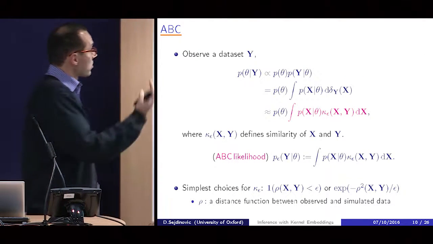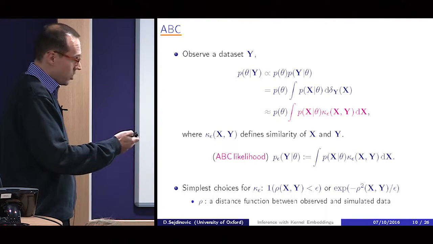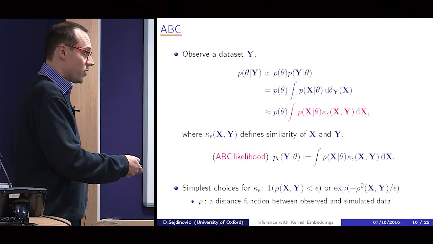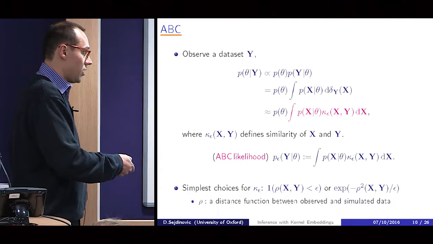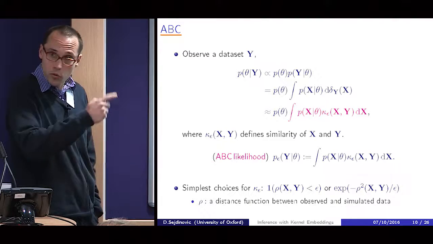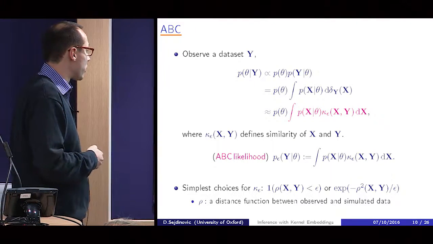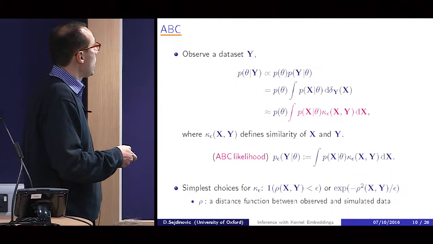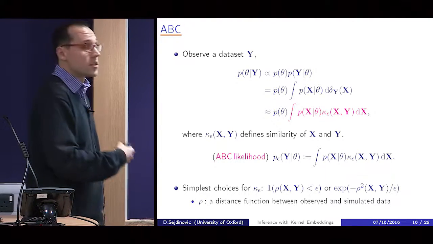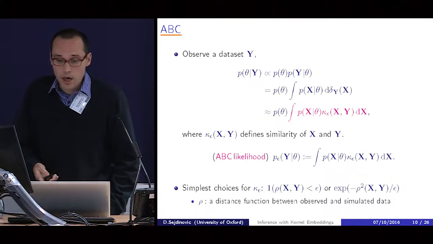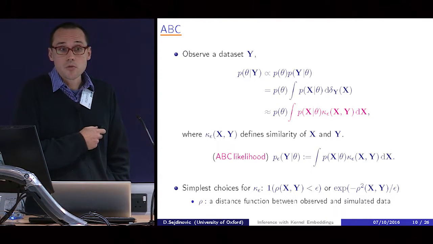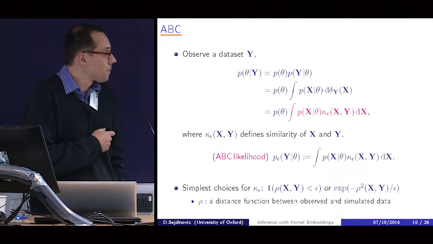So this is just an overview of ABC. Essentially, you choose some kind of notion of distance between the observed and the simulated data. You construct this kind of kernel, which is not necessarily a positive definite kernel from the beginning. This is just a kernel in the ABC sense. And then essentially what you're targeting is the approximate posterior that is based on this notion of a distance between the observed and the simulated data.